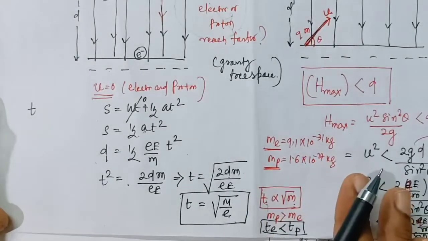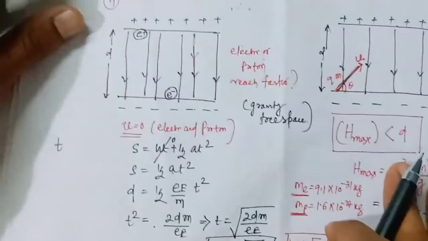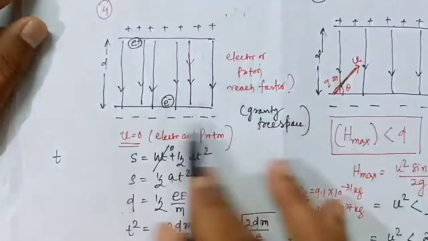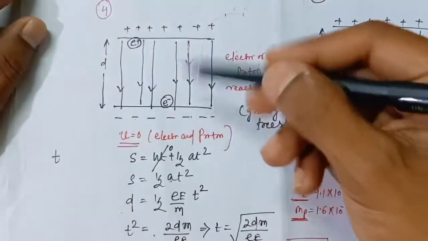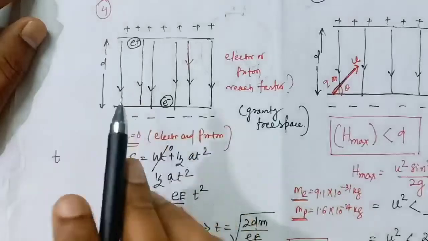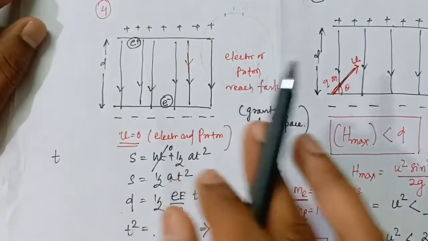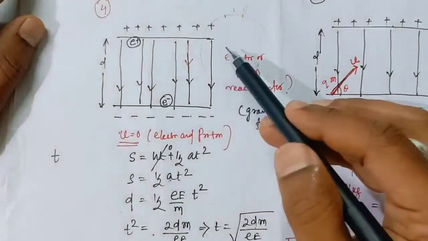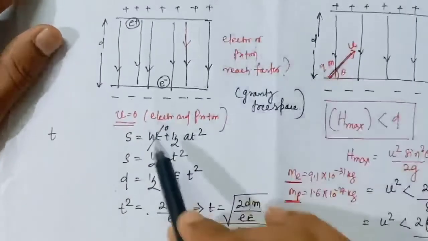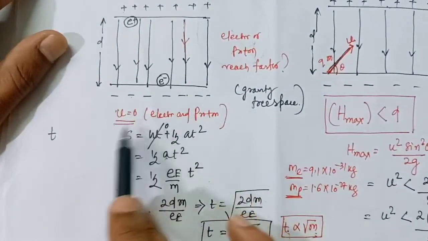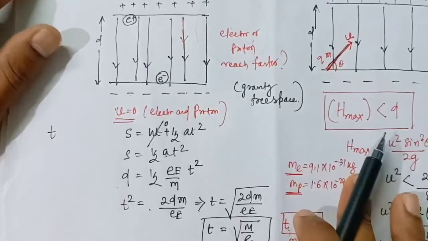I hope this question is pretty clear to all my students. One more time I just want to repeat, this is the positive plate, this is the negative plate, so definitely the electric field direction is like this. The width of the plate is d, and a proton and an electron are released. The question is framed as which one will reach faster. If this kind of situation is given, released means the initial velocity of both of them is 0.